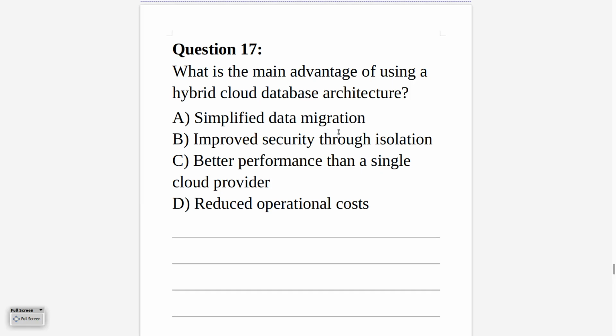Simplify migration. I don't really see how migration could possibly be simplified if you're running in two locations, on-prem and in the cloud. Improve security through isolation. Irrelevant. Better performance than a single cloud provider. Not really sure how. D, reduced operational costs. I don't really see how. You've got two things to manage now.